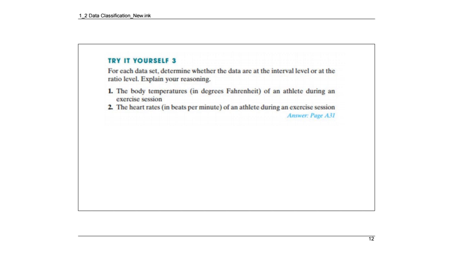Okay, let's look at 2 more here. 1, the body temperatures of an athlete during an exercise session. Okay, these are in degrees Fahrenheit. So degrees are always going to be interval because 0 does not mean we don't have any temperature. You still have a temperature, even if your body is at 0 degrees. You're frozen, but you still have a temperature, and you could even go into the negatives. So temperatures are going to always be interval.